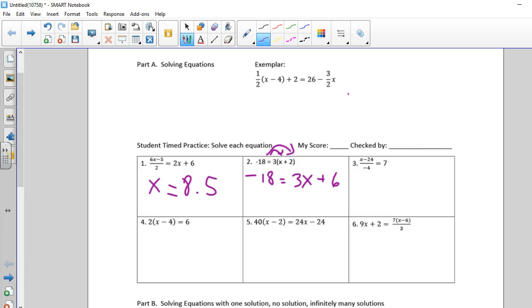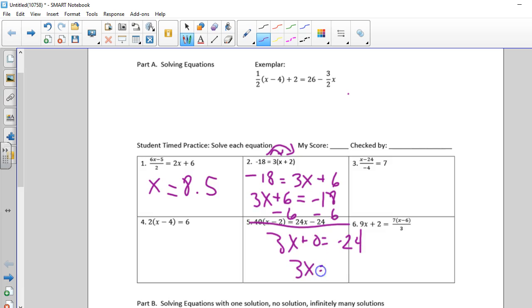Normally, we move our variable to the left side, but I'm going to use my properties of equality and the reflective property to just change the order. 3x plus 6 is equal to negative 18. Eliminate that constant from the left side, and you get 3x plus 0 equals negative 24. Well, 3x plus 0 just leaves 3x equal to negative 24. And when you divide both sides by 3, you get x is equal to negative 8.